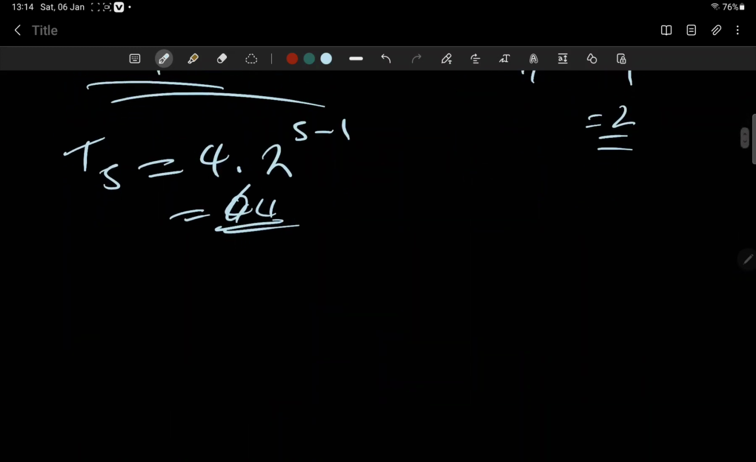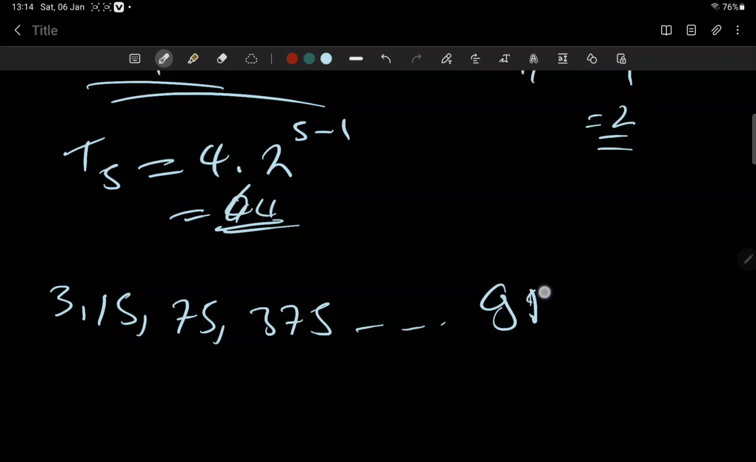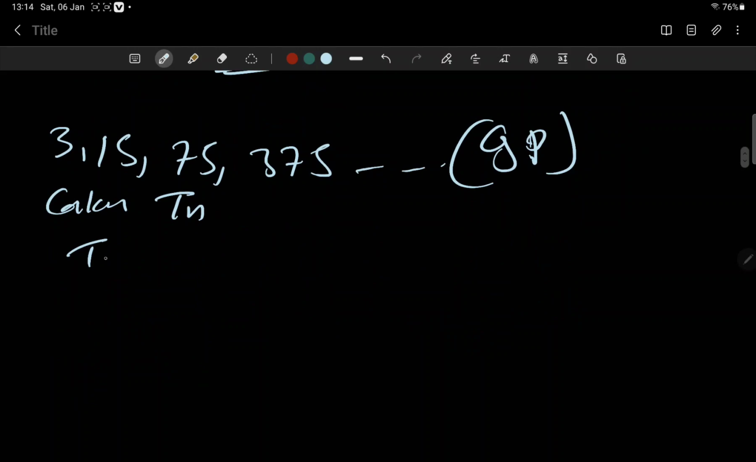So let us try one more example. Let's say we have a sequence 3, 15, 75, 375. And we are also given that this is a geometric progression. So calculate Tn, the general term. Start by writing the formula. Tn equals A times R to the n minus 1. Then A is the first term. In the sequence T1, T2, T3 and so forth, T1 is 3.